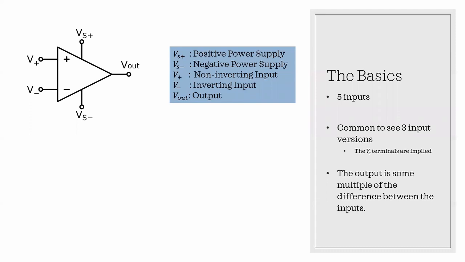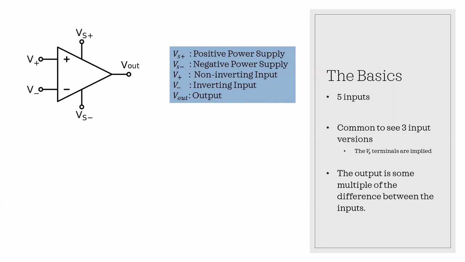First, the basics. They are a 5-lead component. Oftentimes you'll see symbols which have only 3 leads, but this is just implying the source leads, which are still present in the real thing. We're just implying them for a cleaner diagram.